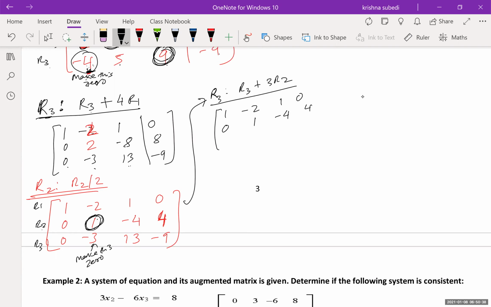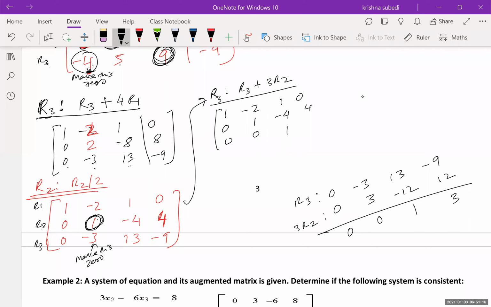What we did in R3, well, let's do it somewhere here. R3 plus 3R2. R3 is 0, -3, 13, and -9. And 3R2 is 0, 3, -12, and 12. Is that right? So this is your R3 and this is your 3R2. So now you add them. What do you get? This will be 0. This will be 1. This will be 3. I just copy that down. So 0, 0, 1, 3.